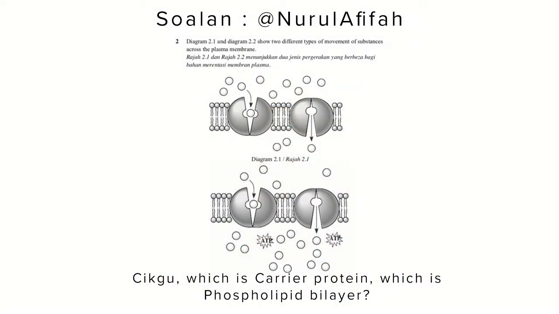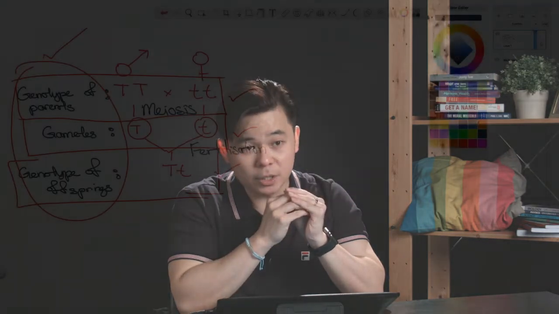Based on this diagram, this is actually Form 4 syllabus, Chapter 3. Look at diagram 2.1. You can see there are more molecules at the top and fewer at the bottom. It means the molecules move from higher concentration to lower concentration. So 2.1 is facilitated diffusion. For the bottom diagram, you can see ATP involved. That one is active transport.